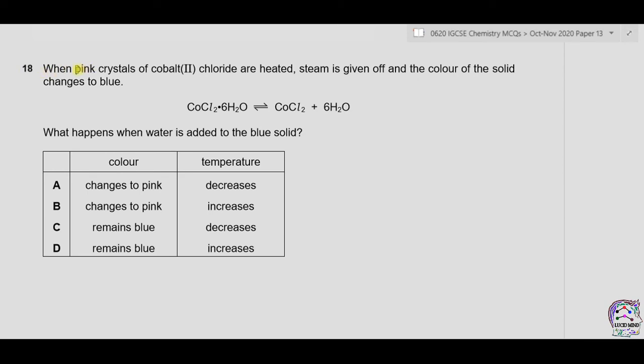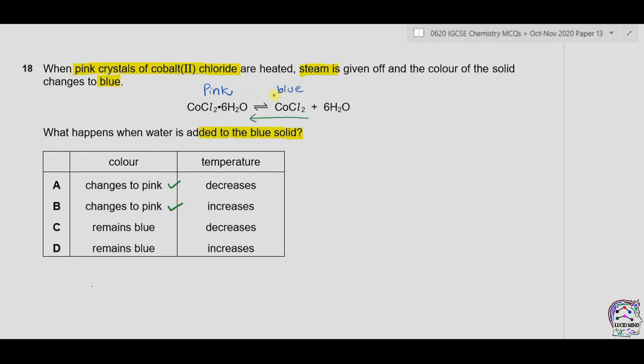Question 18. When pink crystals of cobalt-2 chloride are heated, steam is given off and the color of the solid changes to blue. What happens when water is added to the blue solid? This is the reaction. We have pink color on the reactant side and blue color on the product side. When water is added to the blue solid, the reaction will move backward and pink crystals will be formed again. So the color will change to pink.